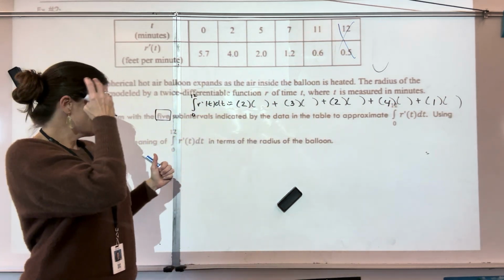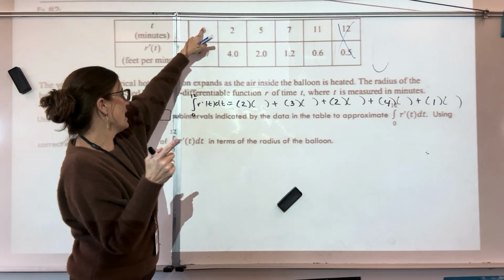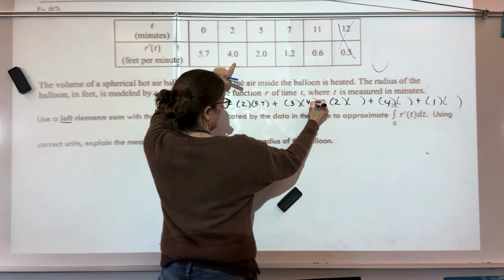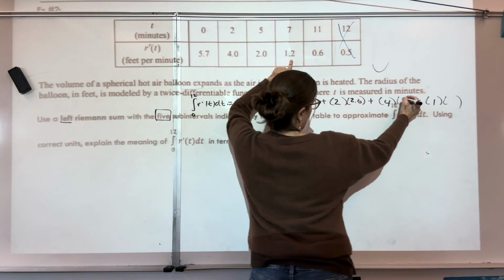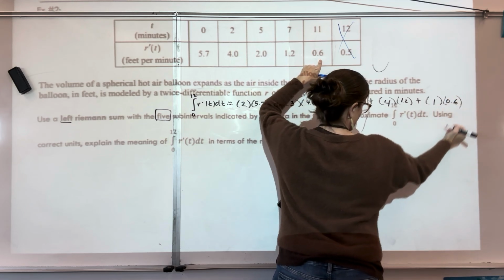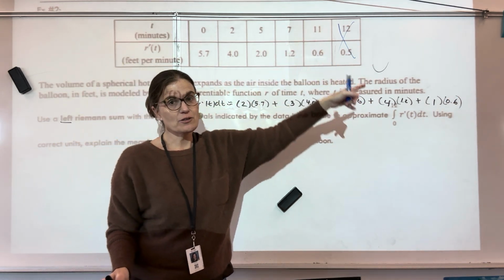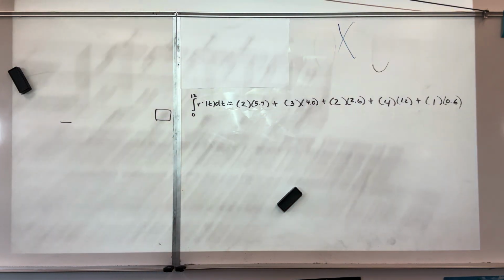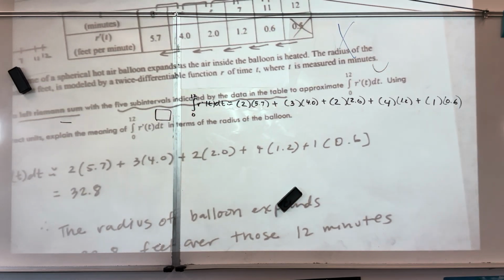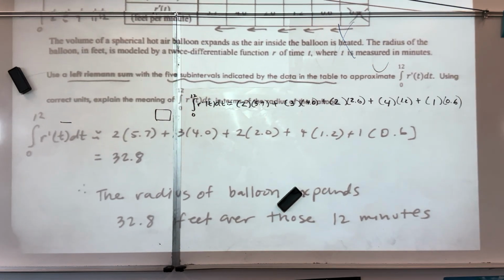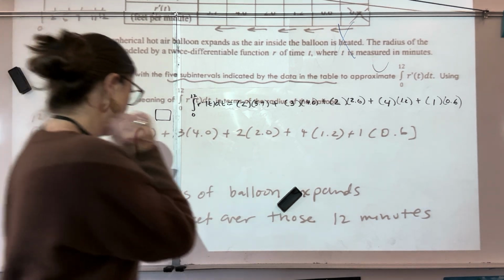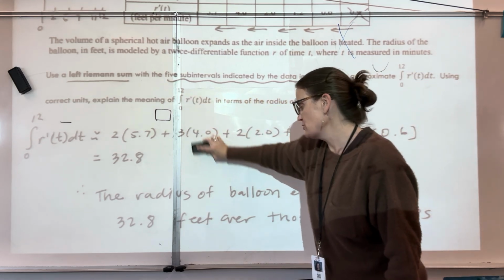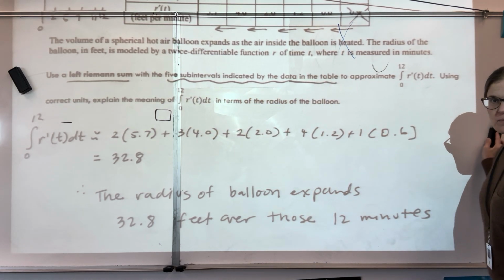And then again, this is a left Riemann sum, so I have to use the height at the leftmost point. So the height from 0 to 2 is 5.7. From 2 to 5, I'm going to use the 4.0, the 2.0, the 1.2, and then the 0.6. Because it was a left Riemann sum, notice you did not use that rightmost data point. If we look at the answer key on this, it looks like it ends up being 32.8, and therefore what the answer was meaning is that the radius of the balloon expands 32.8 feet over those 12 minutes.